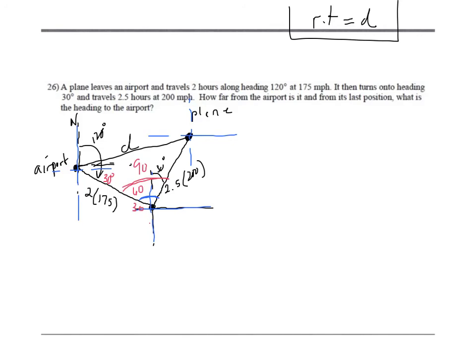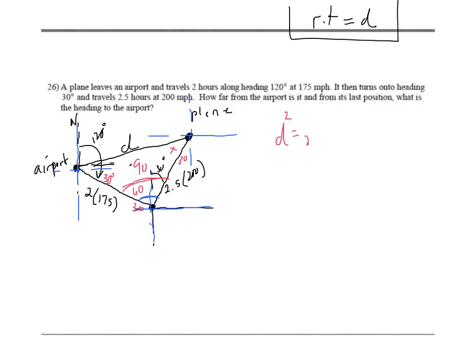Here, if this is 30, so is this one. But I don't know what this angle is, and I really don't know what this angle is either. I know this angle over here. I know this side and this side, so I can find D. So I'm going to use the law of cosines to find D. I'll start with that. So D squared is equal to whatever this is.